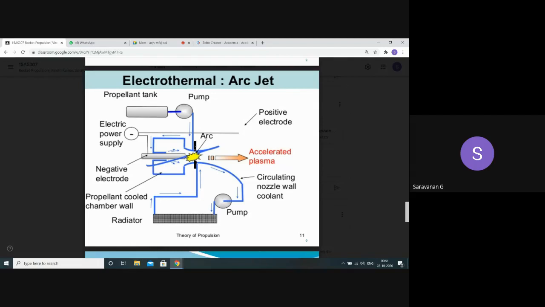When we have this system, it tends to flow back, forming accelerated plasma with high energy and high temperature. Plasma is at high temperature.